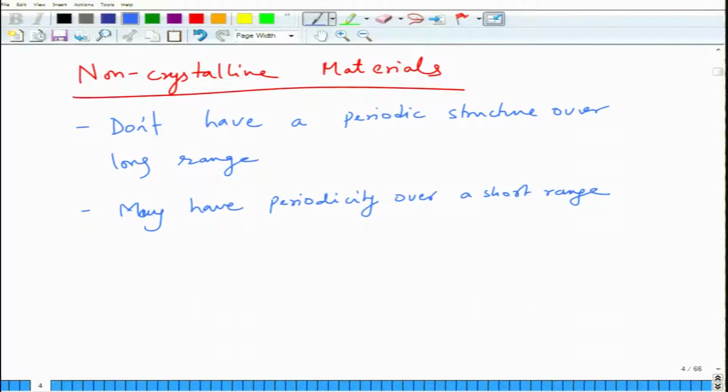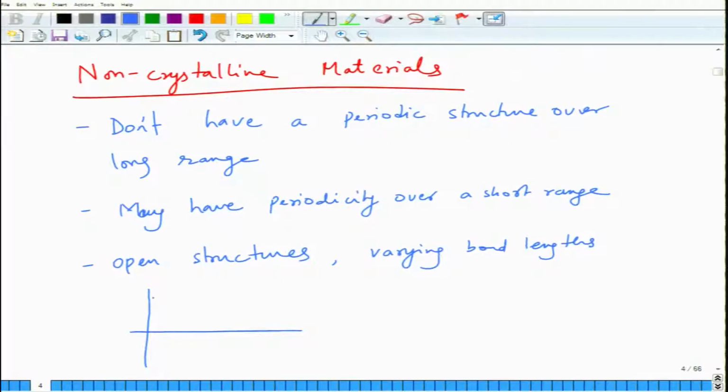Such structures are typically open structures, and they have varying bond lengths. Since they have varying bond lengths, if you look at the energy minimum, it goes something like this. This is potential energy, this is distance. If a material has varying bond lengths, it also means that you will have varying bond energies.